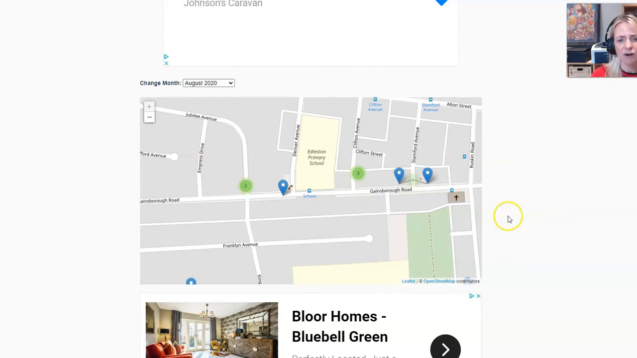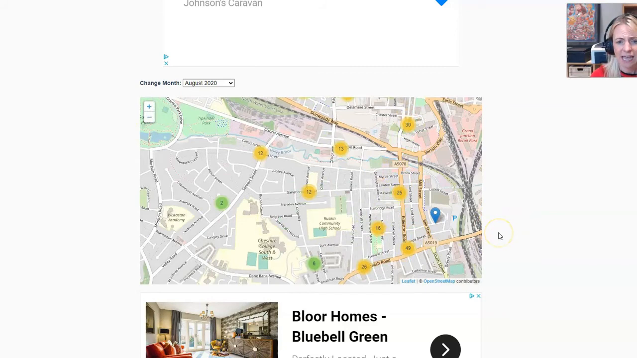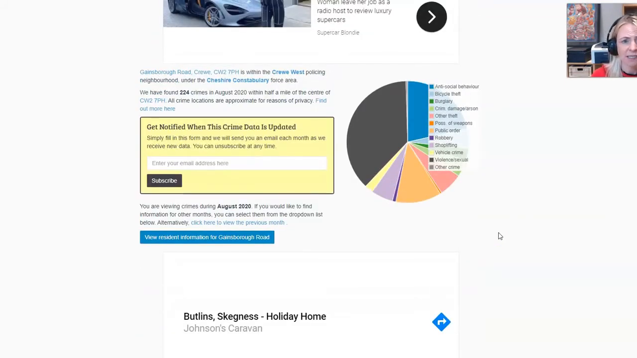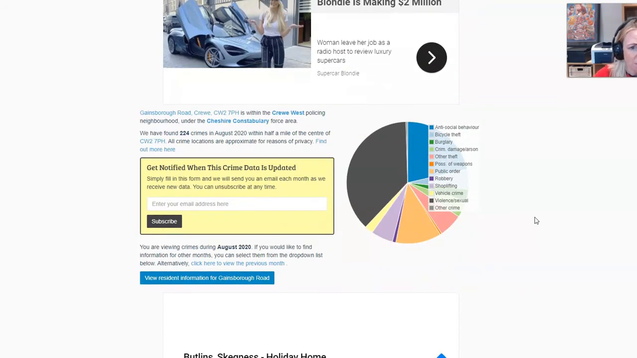Now, what does this mean? Well, it means that you're able to see, you can zoom out as well, you can see how this area looks in terms of its crime statistics. And what you can also see is the comparison for Gainsborough Road in its area. So I can find out more here.